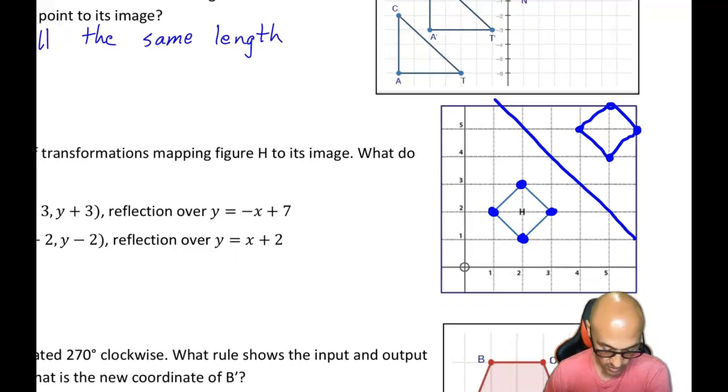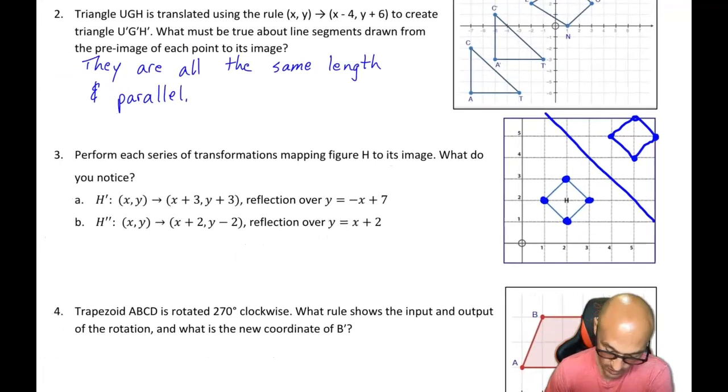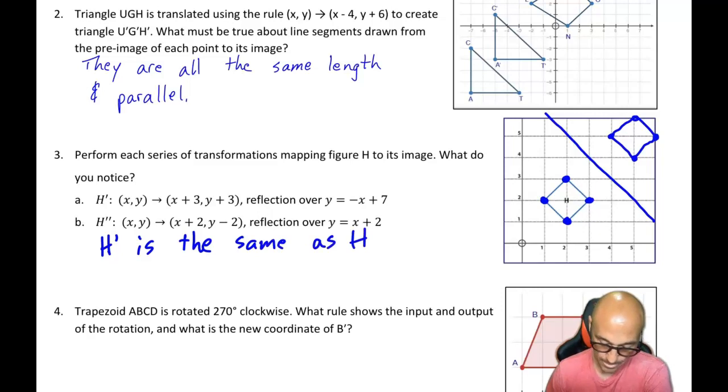Okay, that's interesting. So H prime is the same as H. Now we'll do H double prime. So we go here to the right 2 and down 2. To the right 2 and down 2 takes this point right there.